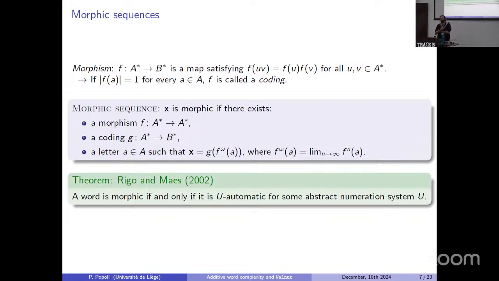And we have a famous result of Rigo and Maes that says that a word is morphic if and only if it is automatic for some abstract numeration system. And in fact, this proof is constructive. So if I give you the morphism, I can construct the numeration system. So in the future, I will sometimes speak about fixed points of morphisms or sometimes about automatic sequences, but keep in mind that this is the same thing.